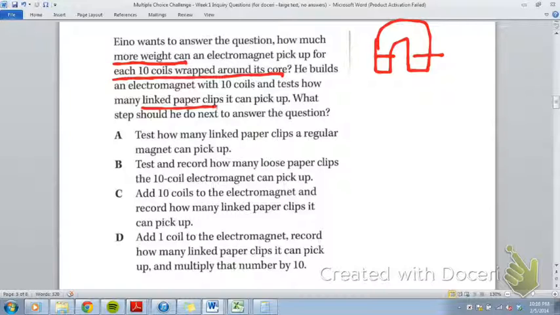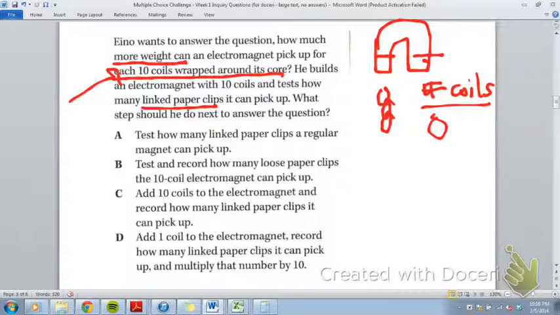So it looks like it's going to measure some paper clips that are linked together. And each 10 coils wrapped around its core. So he's going to first test it with no coils. Let's put number of coils. That's what he's changing. Then he builds an electromagnet with 10 coils and tests it. So he puts some coils on it, 10 of them. Then he sees how many he can pick up. What should he do next?